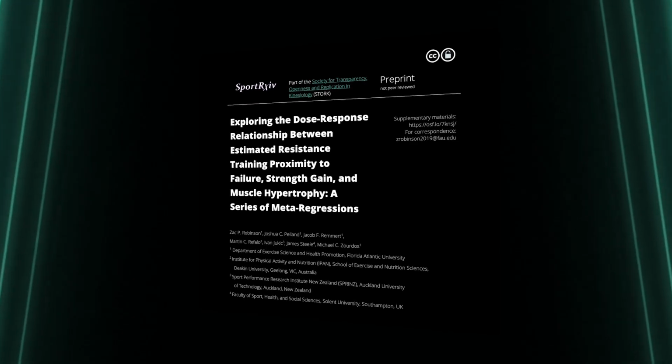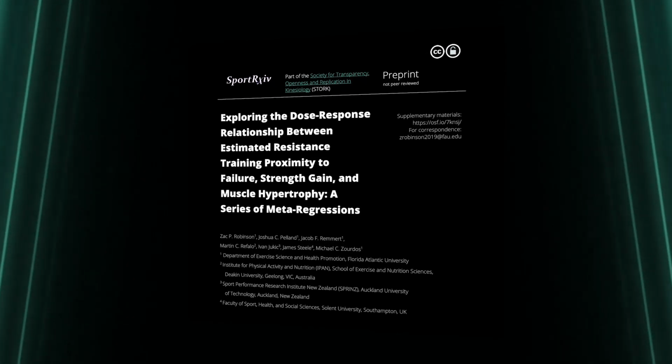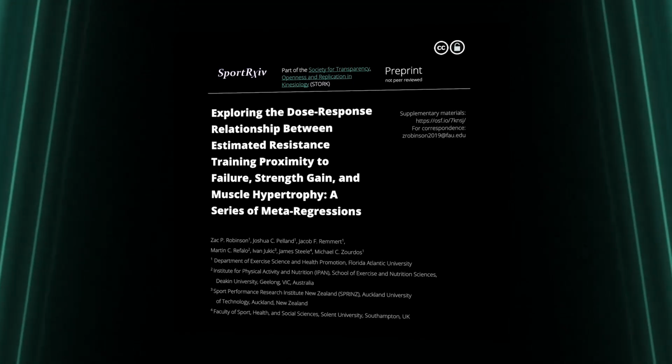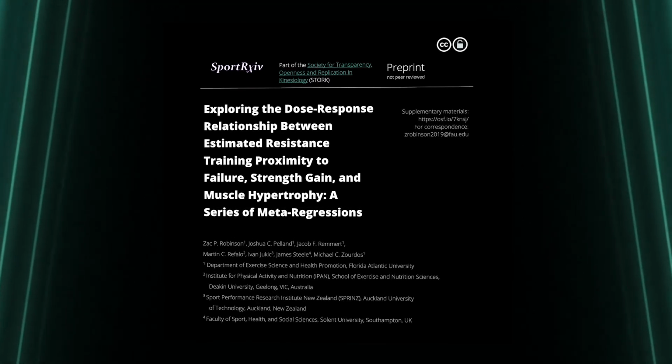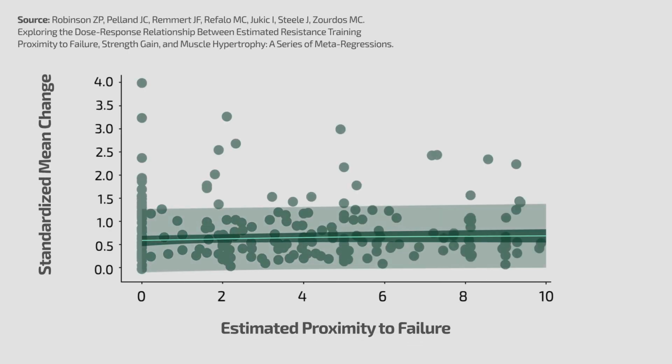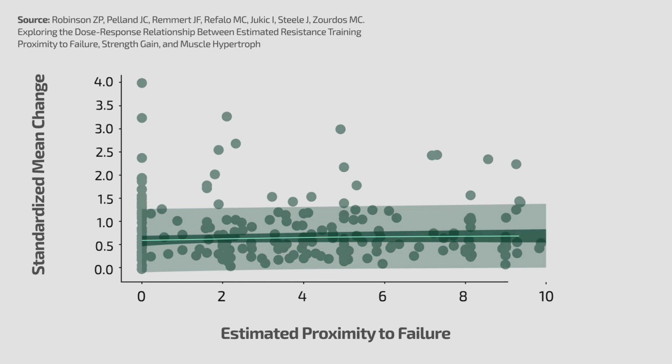This can be visualized by a recent preprint meta-analysis that examined the dose-response relationship between RIR and strength gains at a given load. And as you can see, the curve is essentially flat, meaning there doesn't really seem to be a meaningful relationship between RIR and strength gains once load has been taken out of the equation.